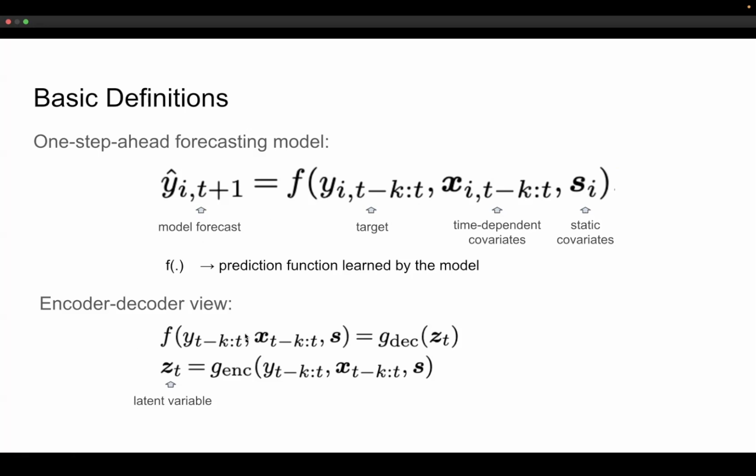And we can also think about this entire time series forecasting problem in the view of an encoder decoder model. So we can first look at the second line. Given the past history, the context for the target as well as for time-dependent covariates, we will get this latent variable Z. And based on this Z, we feed into the decoder, which will give us the final predictions.